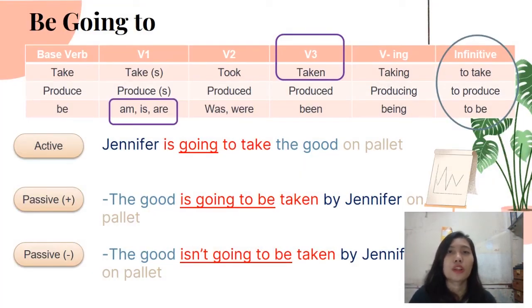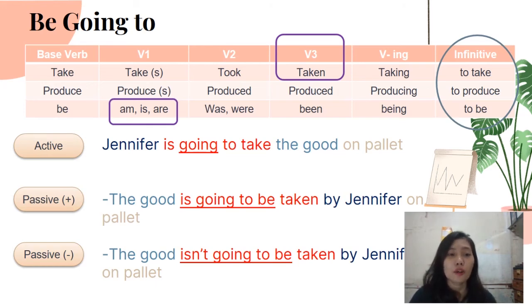Now we make the sentence by using be going to. Be going to uses the infinitive column. For the example, Jennifer is going to take the goods on pallet. If we change to a positive passive sentence, the goods are going to be taken by Jennifer. And for negative passive, the goods are not going to be taken by Jennifer.